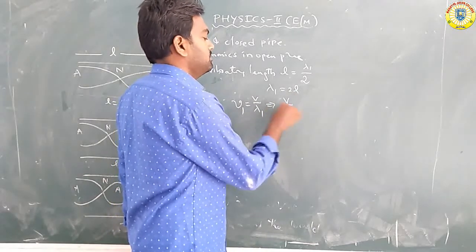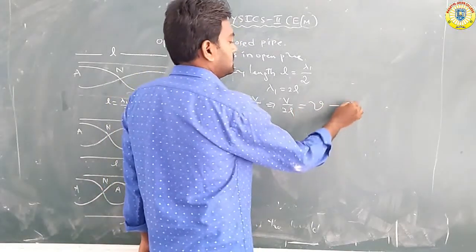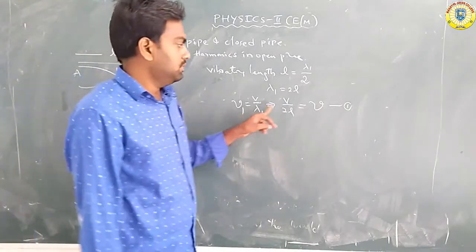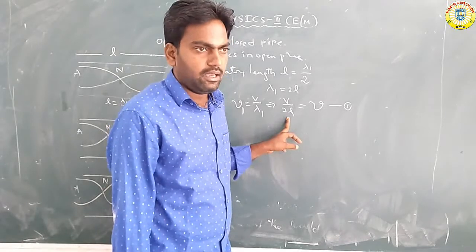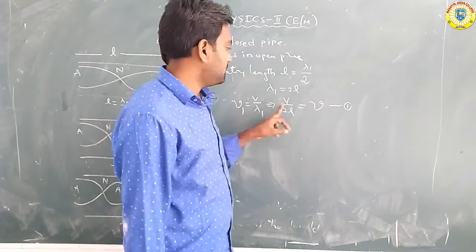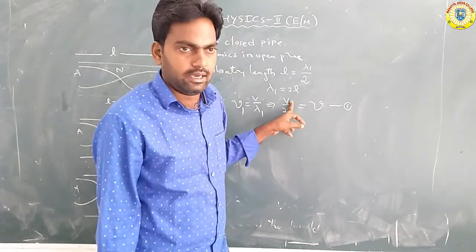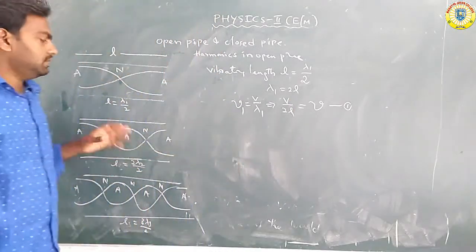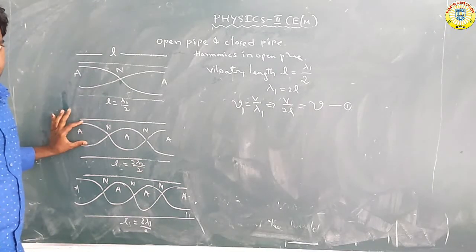Substituting that value, we can write, in other words, equation 1: nu 1 is equal to V by 2L, the fundamental frequency or first harmonic frequency. V means the velocity of sound in air and L is the length of the pipe. Now we discuss another pattern, the second harmonic and first overtone.